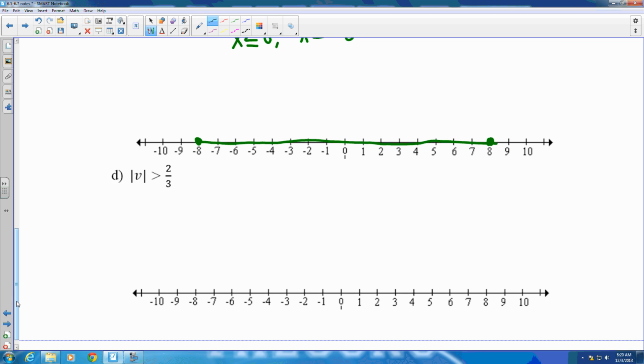D, absolute value of v is greater than 2/3. That would be v is greater than 2/3 and v is less than negative 2/3. So here's 2/3 and negative 2/3. We are greater than 2/3 and less than negative 2/3.